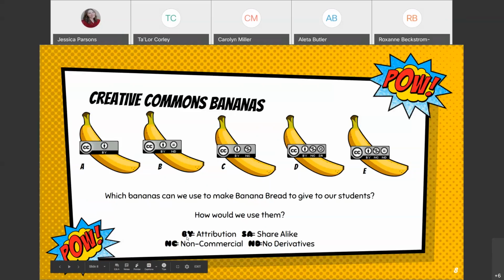It lets you know that BY is attribution, SA is share alike, NC is non-commercial, and ND is no derivatives. So go ahead and write in that chat box, do you think we can use any of these bananas, all of these bananas, or a couple of these bananas? Go ahead and take a minute and write in the chat.